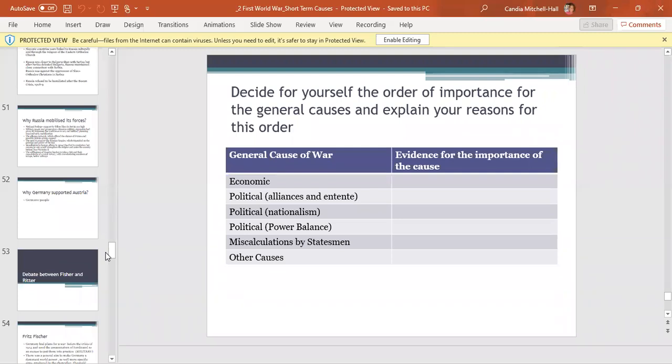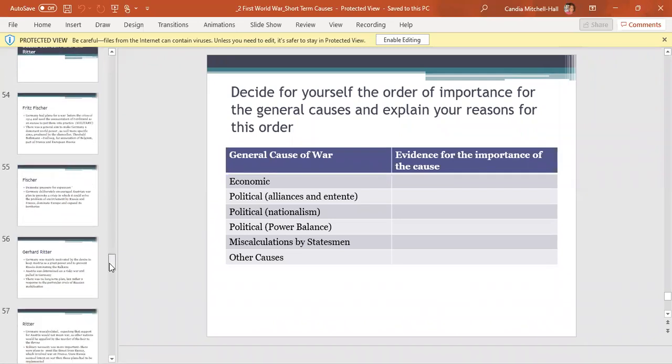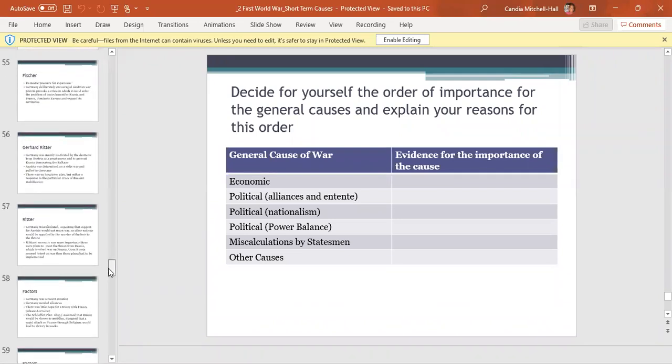Next up, power balance, because all the countries want to be the dominating power in Europe. They want to show that their country is the best, and they may take something from another country, something bad, so they can continue advancing themselves, which led to many feuds.